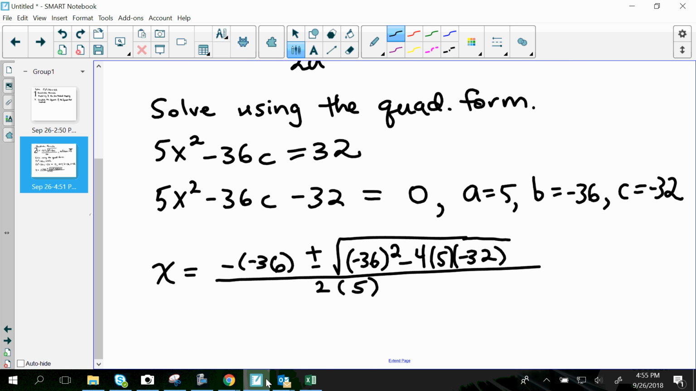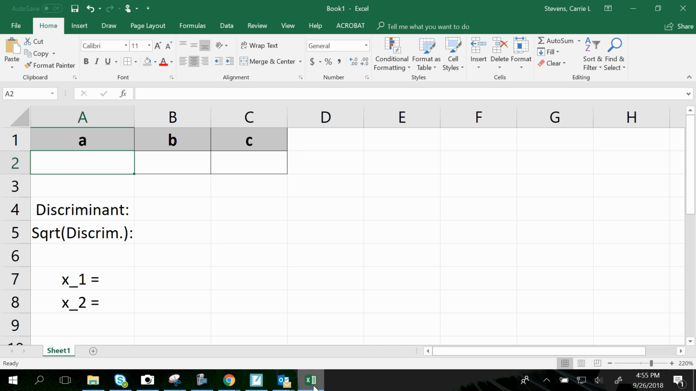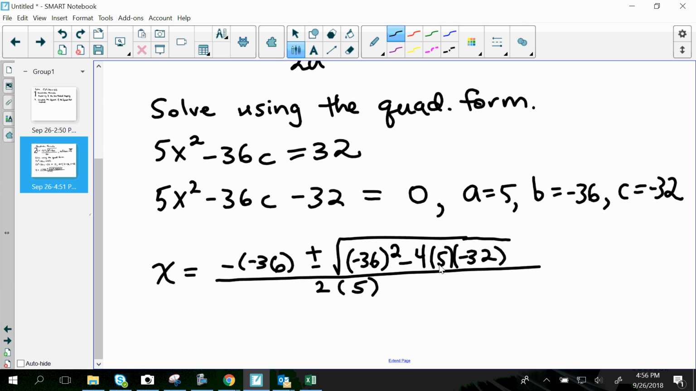All right, and then we'll simplify all this, and then we will also check it in Excel. So I'm going to put in 5 for A, negative 36 for B, and negative 32 for C. Now the discriminant is the part underneath the square root sign. So I'm going to first calculate this part under the square root sign right here. That's called the discriminant.